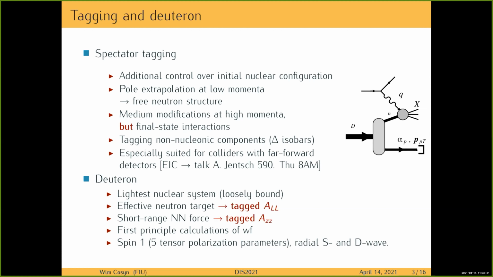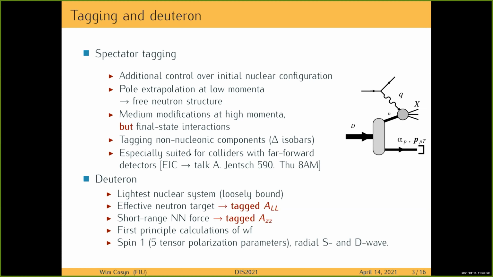If you go to high spectator momenta, then you're actually squeezing your nucleus, and you can look at, let's say, the configuration dependence: density and virtuality dependence of medium modifications. You could also tag something else besides a nucleon, right? Look at things like delta isobars to get an idea about non-nucleonic components inside your light nuclear wave function.